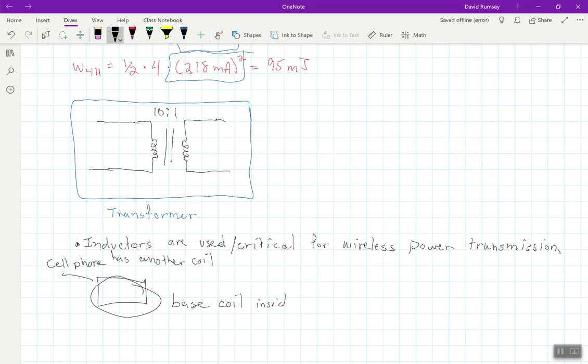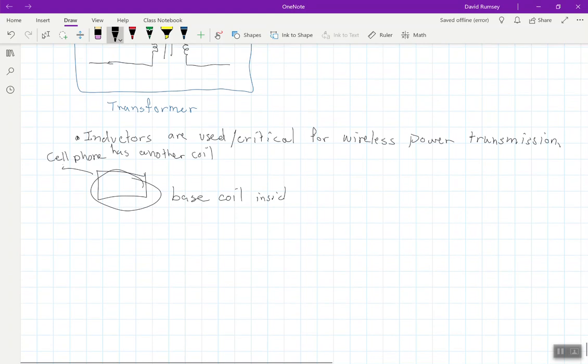And basically what happens is when you bring two inductors close together, even if they're separated by air, metal, plastic, and other things like that, it doesn't matter, because when you run an AC signal through one, it generates a magnetic field which will induce a current in another coil, and that's how we can get a charge.